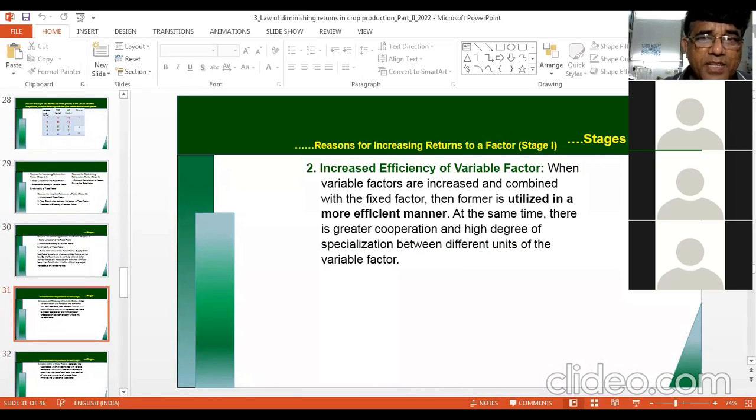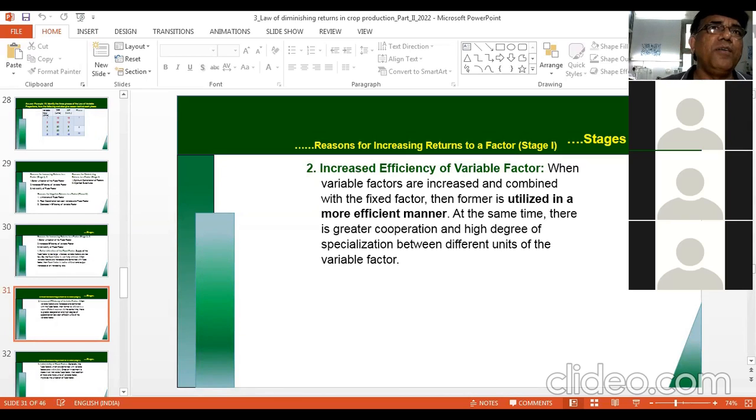Number 2, increased efficiency of variable factor. When variable factors are increased and combined with fixed factor, then the former is utilized in a more efficient manner. At the same time, there is great cooperation and a high degree of specialization between different units of the variable factor. So here there is no infighting, no competition sort of things. So variable factor efficiency is generally high.